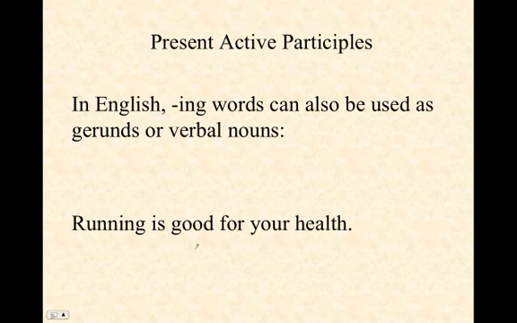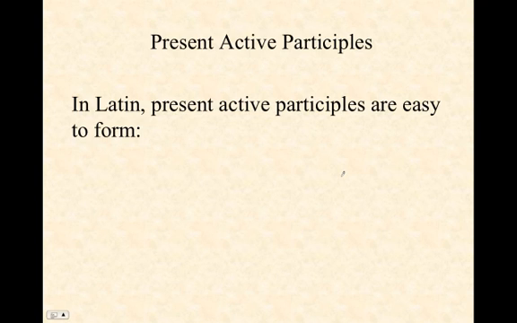We also use -ing forms in English as gerunds or verbal nouns. In the sentence, "running is good for your health," the -ing form here is not describing any single person currently running. It's saying that running, the act of running, is good for your health. Again, in Latin, gerunds, verbal nouns, are not confused with present active participles because they have a different system of endings. Now on to Latin.